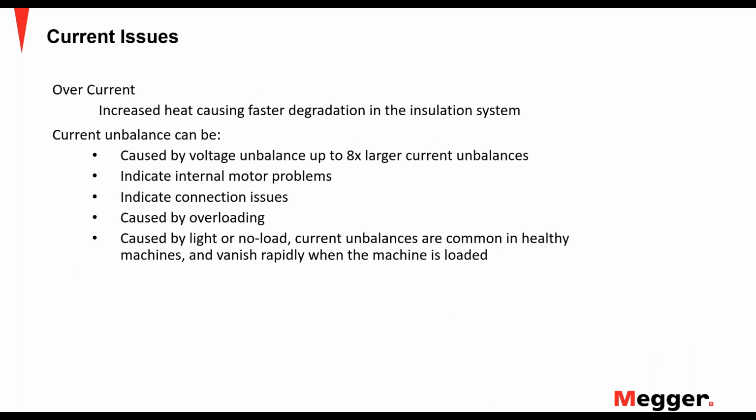Current issues. So why are we concerned about current issues? Well, unless you've been sleeping through the webinar, I think you've got it that current's causing heat in the motor, causing faster degradation of the insulation system. So current imbalance can be caused by voltage imbalance. It can indicate an internal problem in the motor itself. So you may not have a voltage imbalance, but you have a current imbalance. Maybe an indication of internal problems in the motor, indicating connection issues.